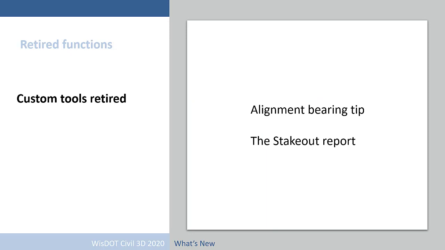Other custom tools retired are the alignment bearing tip and the stakeout report. Again, it is worth mentioning that if there are functions that these or other tools did that you still need, please bring that to the attention of the WisDOT Methods development team through the Issues Trello board or sending an email to support.cae@dot.wi.gov.